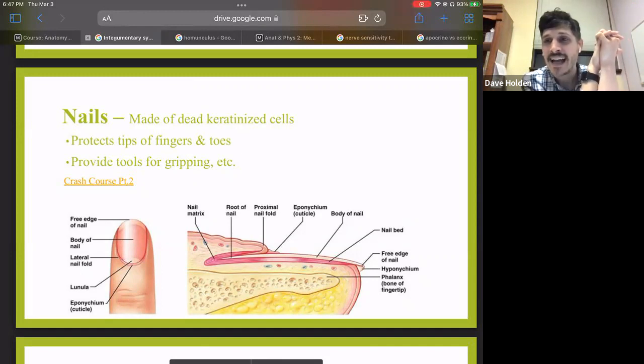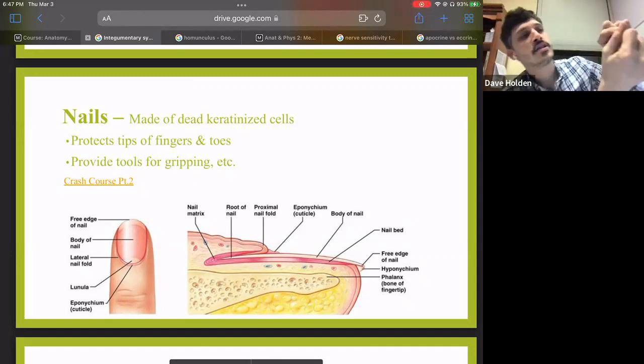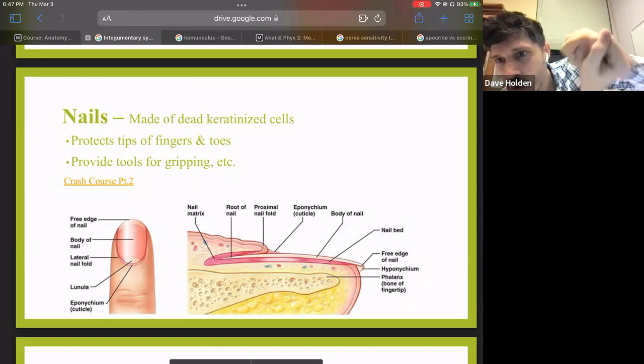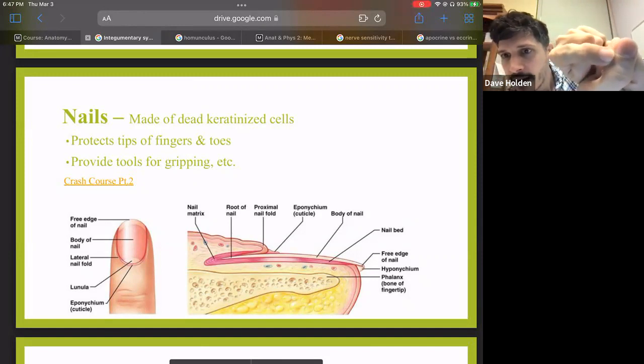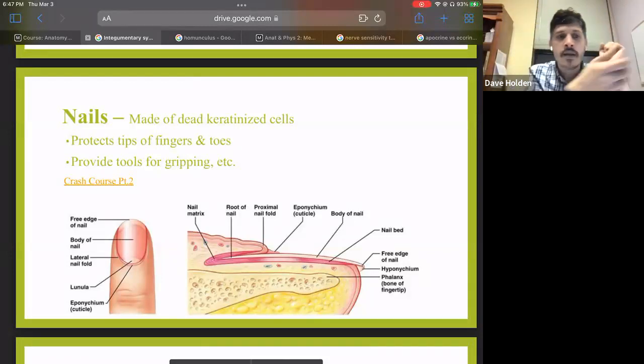Next, you have what's called the lateral nail fold. And that's just the little corners of the nails. A corner right there, lateral fold, corner right there, lateral fold. Then you get to the nail. That is the body of the nail. That is what you're putting your nail polish on, right? The body of the nail.